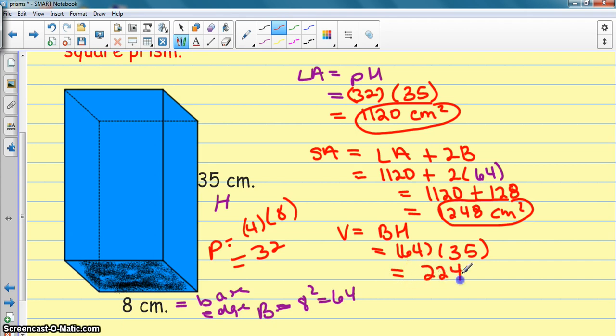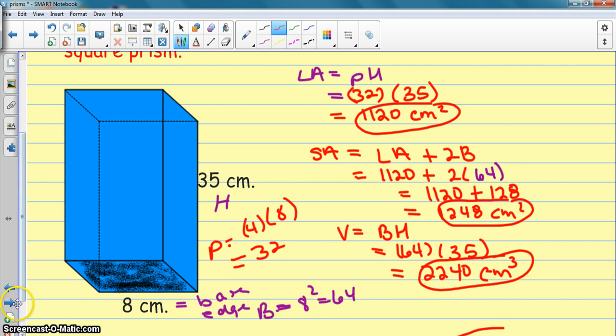2,240 centimeters cubed this time, because we're looking at 64 square centimeters for a base area times another centimeter, so a centimeter cubed. Okay, and that is our square prism completed.